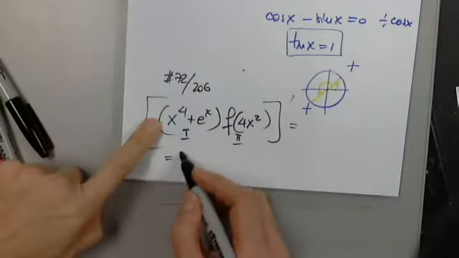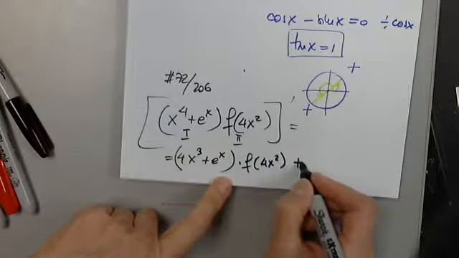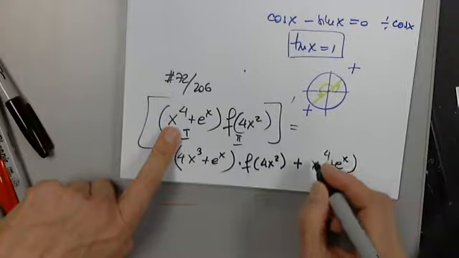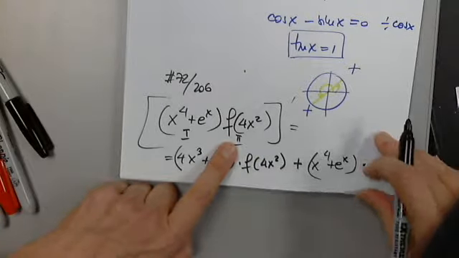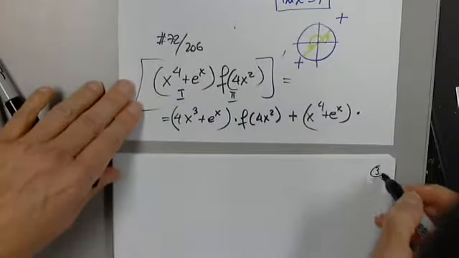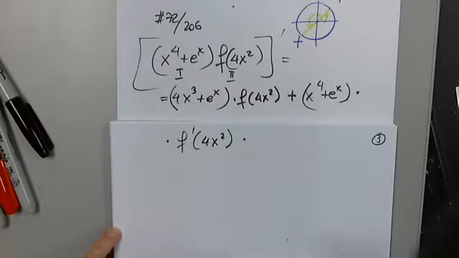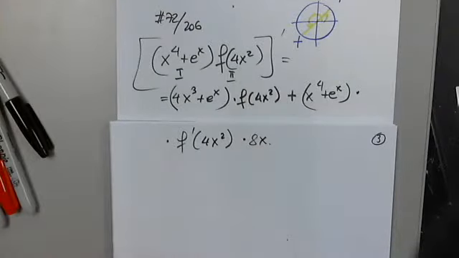Okay, so I differentiate the first one and I get 4x to the third plus e to the x, multiplied by the second one, plus, so far so good? I copy the first one and I differentiate the second one. When I differentiate the second one, what do I get? I have to write multiplied by f prime of 4x squared times 8x, of course. And that's it, and you cannot do anything else. Is this good enough? Very good. Next question, next problem, anything else?